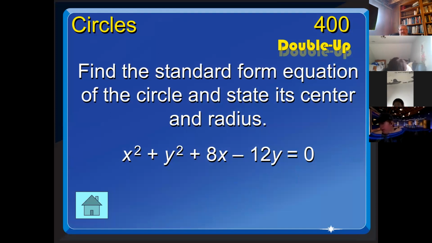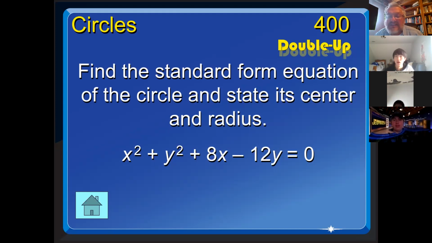Page 388. I have the answer. (x + 4)² + (y − 6)² = 52. It happened again. (x + 4)² + (y − 6)² = 52. Okay, so you've got half of it.